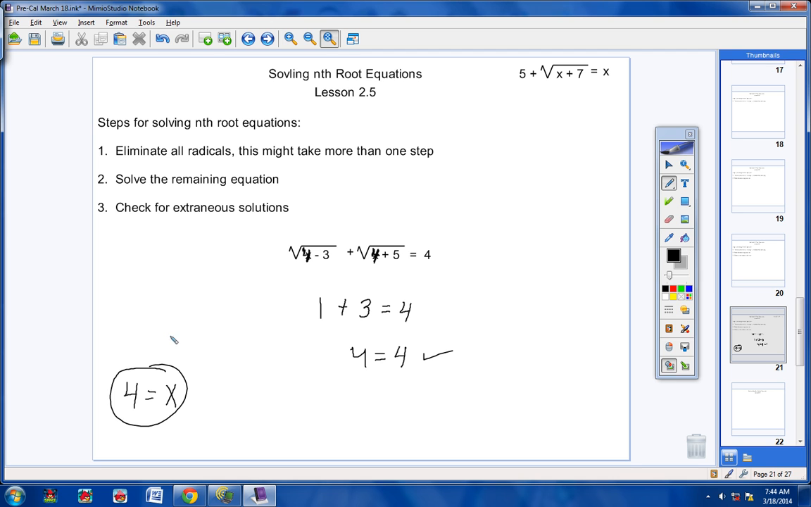This answer did work. What if it had not worked? Then the answer would be no solution. That means none of the answers you got worked, and so there's no solution. Okay? All right, let's continue on to one more type of equation.